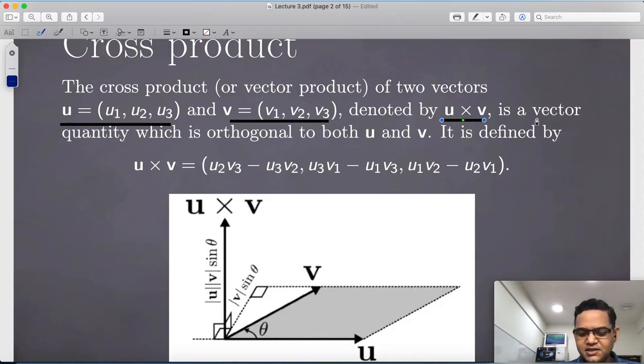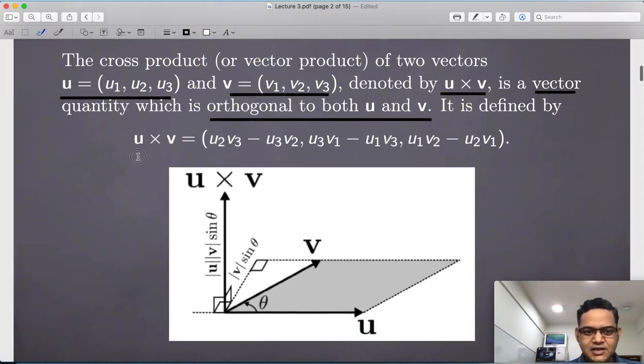This is important. The scalar product, if you remember the dot product, was a scalar quantity. This cross product is going to give you a vector quantity, and it is such that it is orthogonal to both u and v. Imagine that you have two vectors, as in the picture, and the cross product of these two vectors is defined to be the vector orthogonal to both of them. And it's going to look like this.